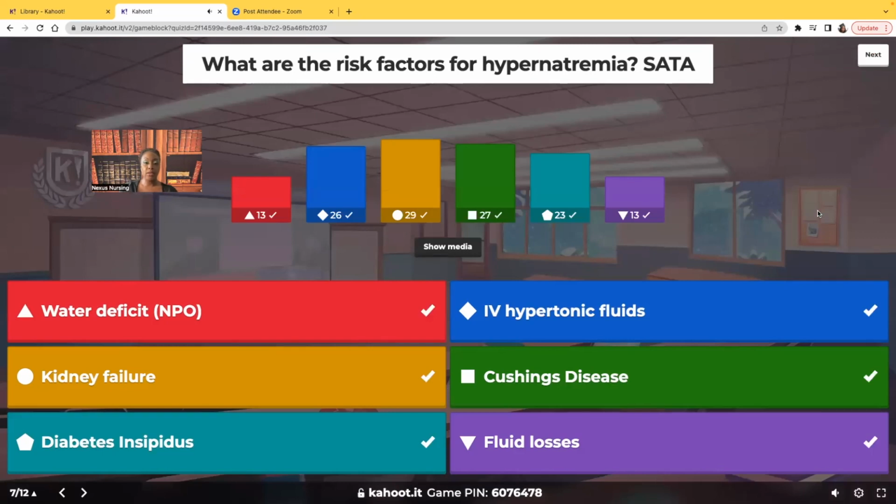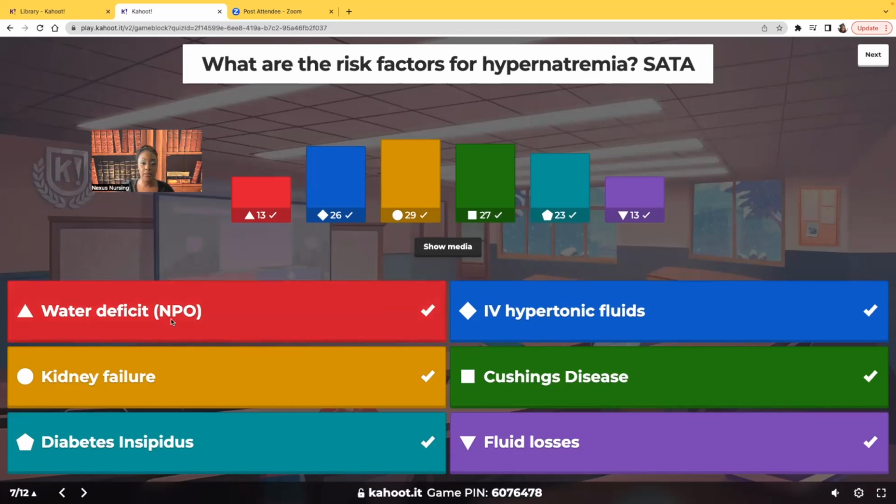All of them. So let's go over this. Now, we're talking about hypernatremia, which means that the sodium is higher than 145. Remember, your normal range is 135 to 145. Less than 135, you're hyponatremic. More than 145, you're hypernatremic. So the patient's hypernatremic, what are the risk factors?